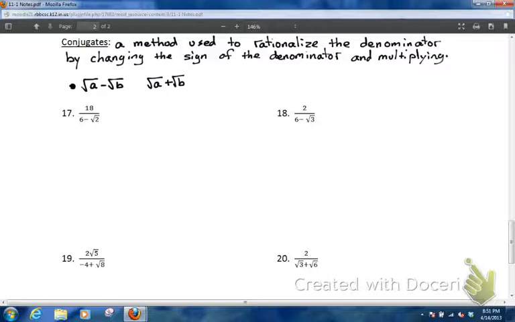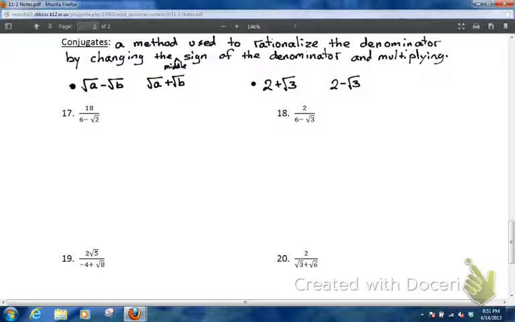Actually, I'm going to add another bullet point here and do another example like 2 plus the square root of 3. The conjugate of that is 2 minus the square root of 3. So you change that middle sign. Actually, we should add that up here and say that you're going to, by changing the middle sign, and this is if you have a denominator that is a binomial only.